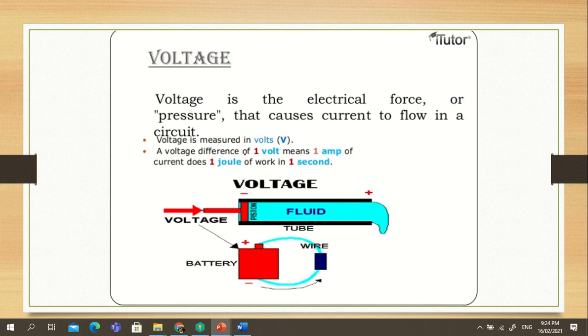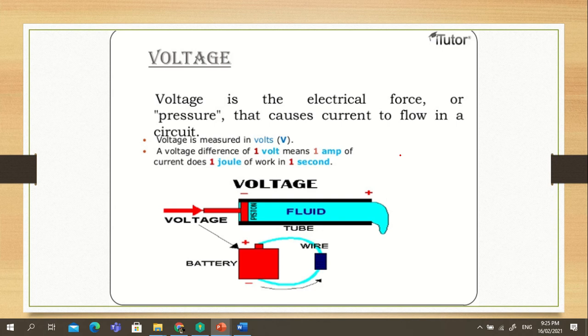Voltage difference, no? A voltage difference of 1 volt means 1 ampere of current, thus 1 joule of work in 1 second. So it means, class, that to have 1 volt, we have 1 ampere of current that will do a certain work, that is in joules, no? 1 joule of work in 1 second.